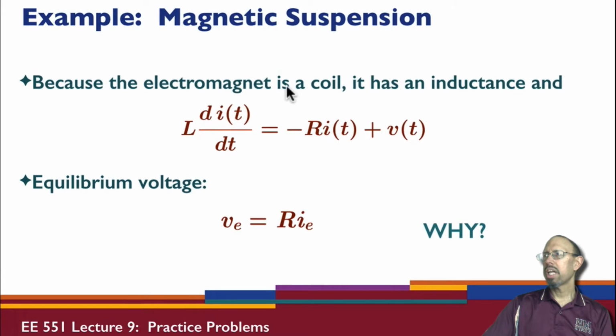Because the electromagnet is a coil, it satisfies this equation. It has an inductance. It satisfies this equation, or an equation like this. Actually, this is a simplified version. In equilibrium, the current cannot be changing, so this goes to 0, and so we have the equilibrium voltage, and it's given by this. Notice we have an equilibrium current that we saw earlier that's determined by the equilibrium position, and the equilibrium voltage. This equation also has to satisfy an equilibrium condition.